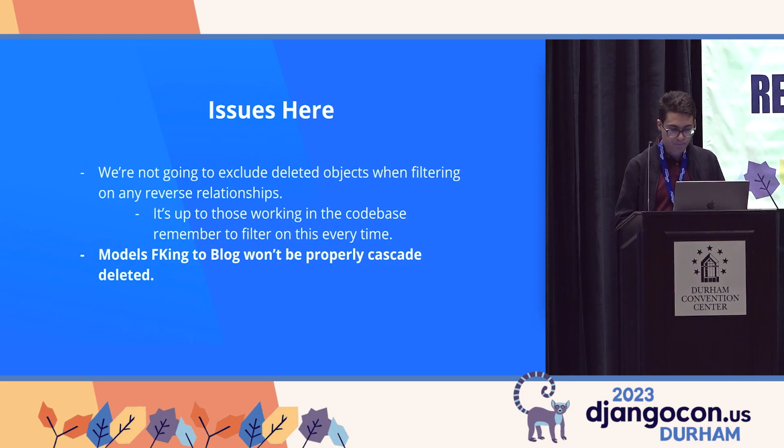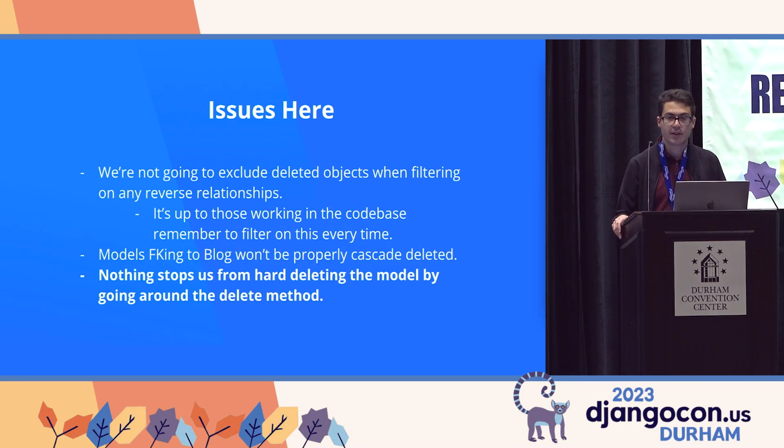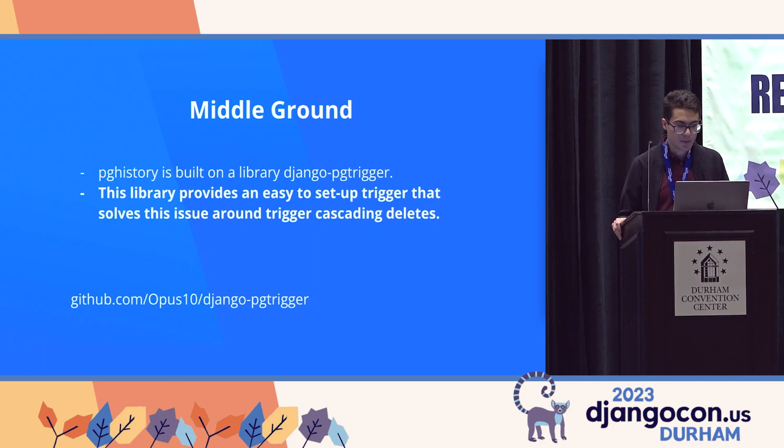Also, nothing stops us from hard deleting the model and getting around this delete method, right? So we could do a filter and then a delete, or we could just write raw SQL and delete the object. So there's nothing really stopping us; we're making it harder, right? And we can try and patch all the ways in Django that you could delete it. But at the end of the day, it's still deletable. So yeah, PG history, as Wes chatted about, is actually built on a library called Django PG trigger.